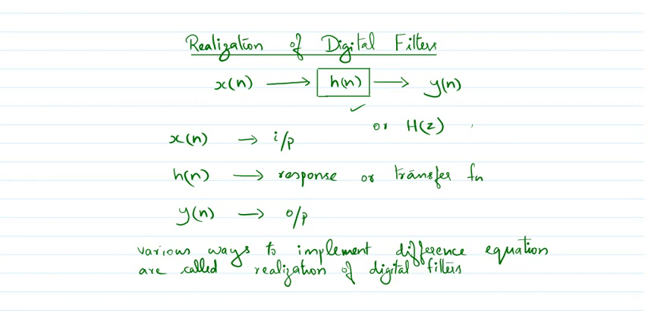So a digital filter transfer function can be realized in a variety of ways. There are mainly two types. We can realize the digital filter as a recursive type. Recursive realization is where the current output y of n is a function of past output, past and present input. So this form corresponds to an infinite impulse response.